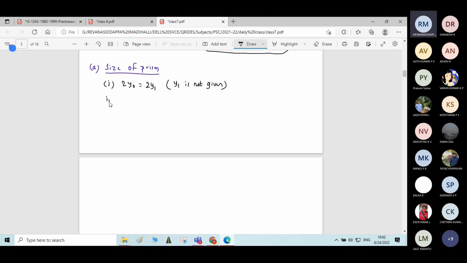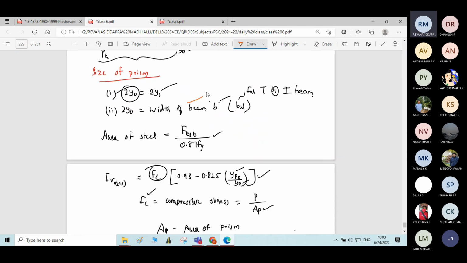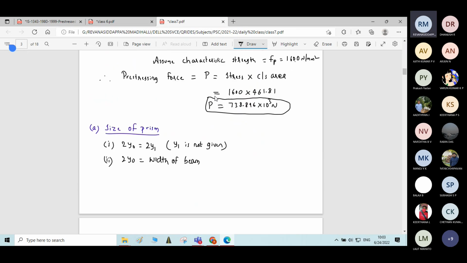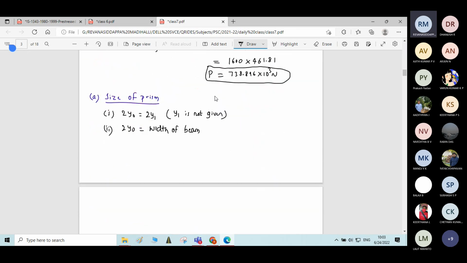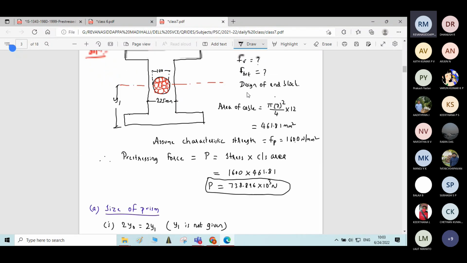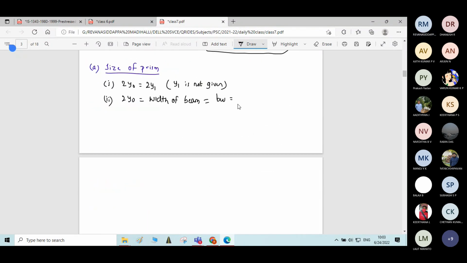And we have one more calculation, that is 2y0 is equal to the width of the beam, BW. If this is an I section or T section, we need to take this width of beam as the width of web. BW is given as 225 mm.